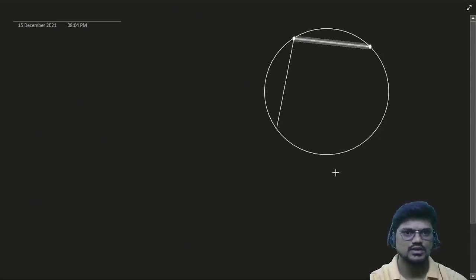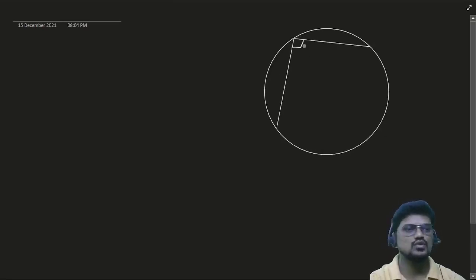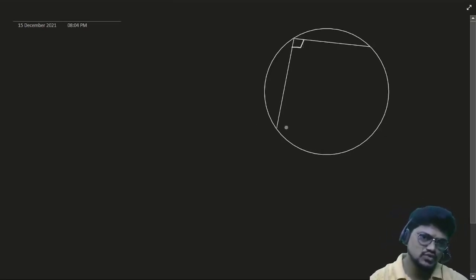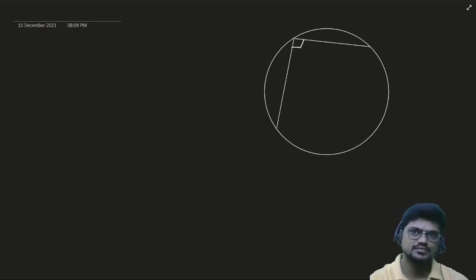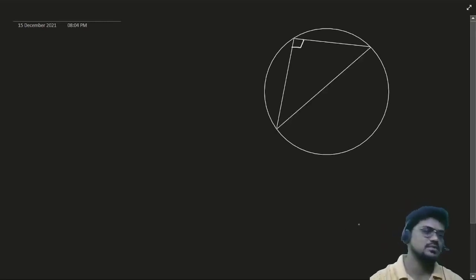If you know that this angle is 90 degrees, then if you join these two, it has to be a diameter. Why? Because angle in a semicircle is 90 degrees. Got it? That's why.